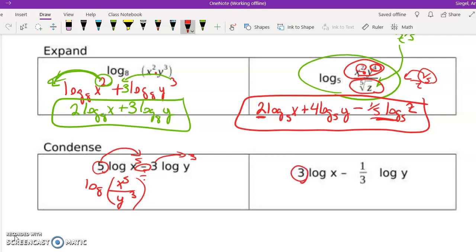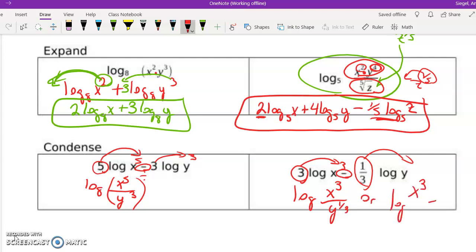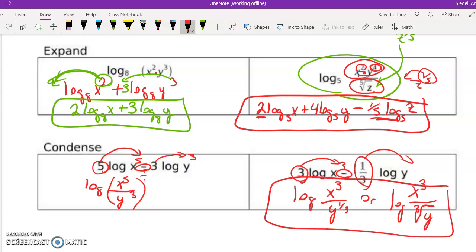Okay, so this one, we're going to leapfrog out in front, back as an exponent. Same thing with this one. So we're going to leapfrog back as an exponent. So I have log, remember write it one time, x to the 3rd divided right there by y to the 1/3. And I'm going to clean that up a little bit. X to the third divided by the cubed root of y. So either one of those would work okay.